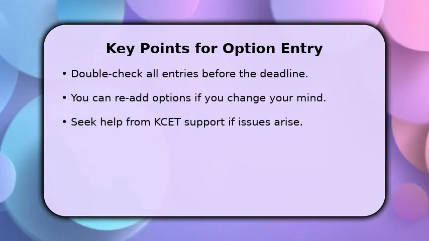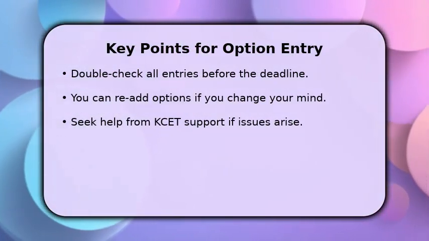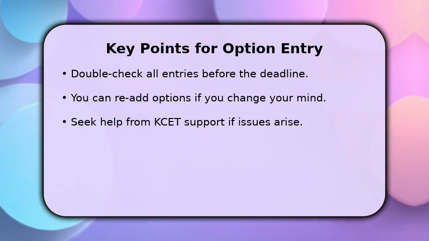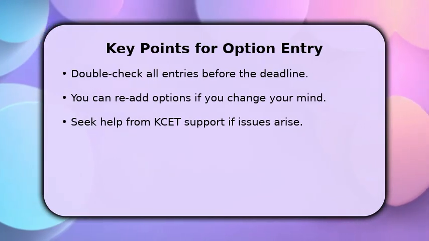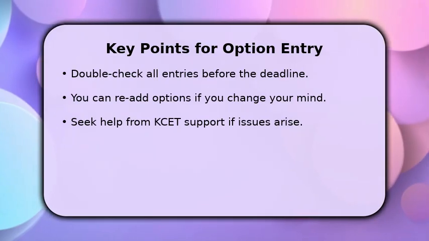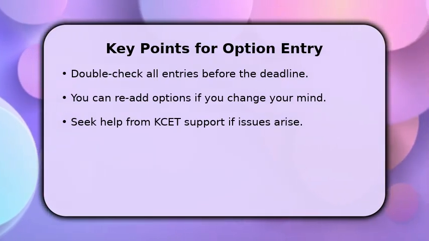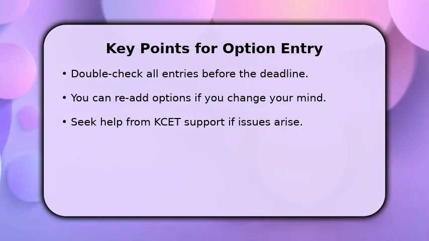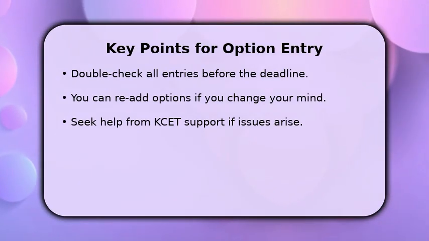As you finalize your option entry, always double-check all your selections carefully before the official deadline. Remember, you have the flexibility to re-add any options if you change your mind later, provided the modification window is still open. If you encounter any technical difficulties or have questions during this process, do not hesitate to seek assistance from the official KCET support team. Your accuracy is paramount for successful seat allotment.